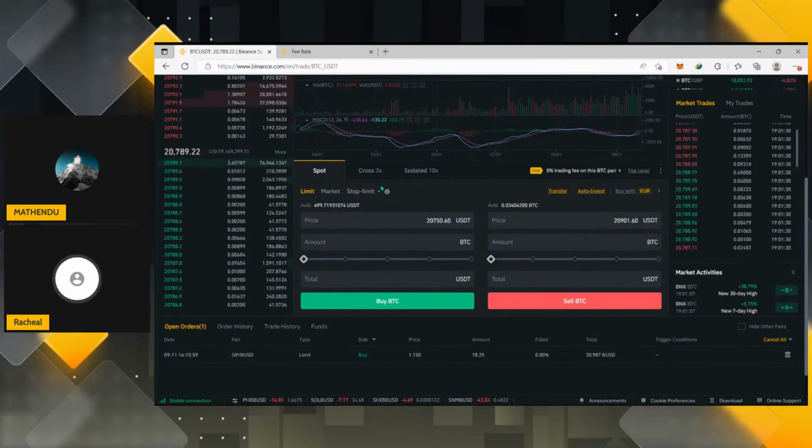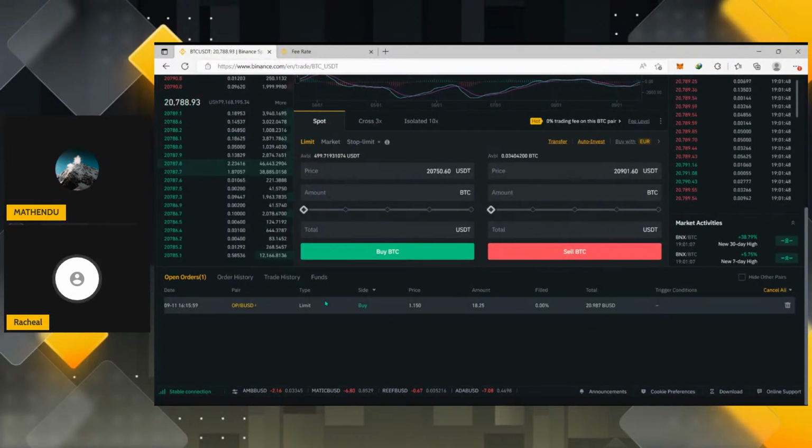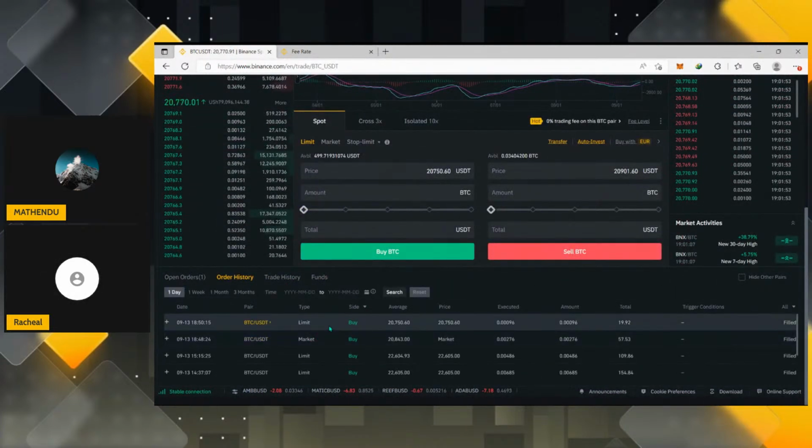stop limit order. Now that we've understood what a market order does, the market order is executed immediately, and for the limit order, you set the price at which you want to buy. Actually, the limit buy that I had is here. You can check your order history that I explained before, it has already been executed. I set it at 20,750 and it has already been filled.